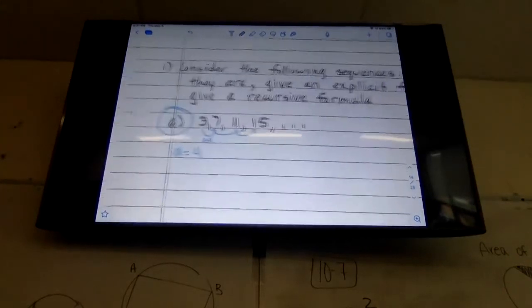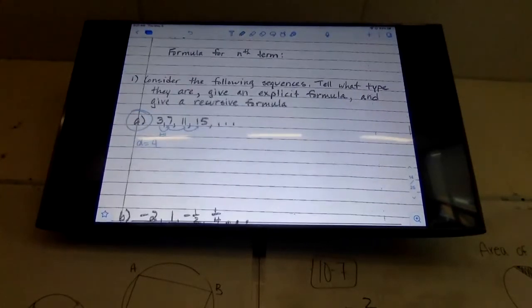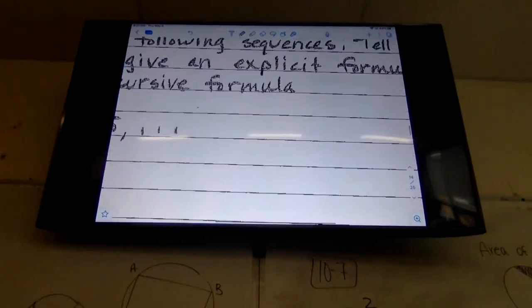All right, let's read the directions. What does it say for us? It says, tell what type it is. Okay, we haven't learned a different type, so this must be an arithmetic sequence. Again, we'll learn geometric in a second. I just really wanted to solidify this in our head.